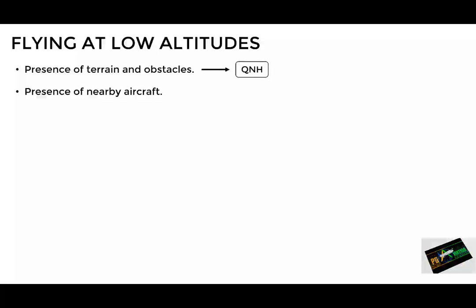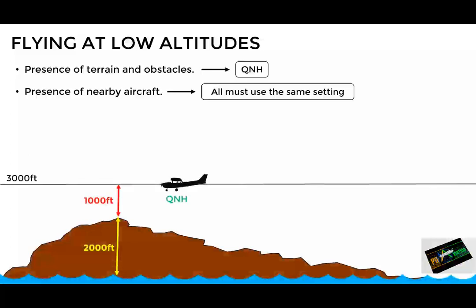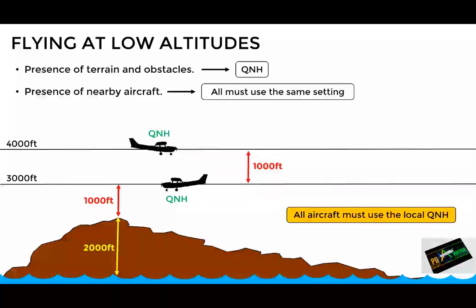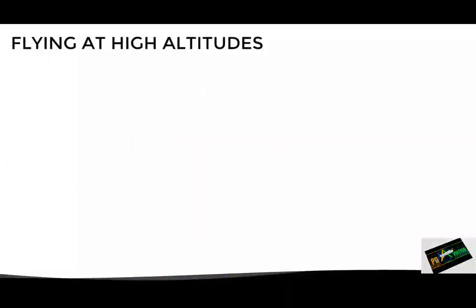And, in order to ensure an adequate separation with other aircraft, all of them must use the same altimeter setting. It is then logical that, to comply with both requirements, all aircraft operating at low altitudes must use the local QNH. This way, they will be separated from terrain, and as all of them are using the same QNH, they will also be separated from each other.